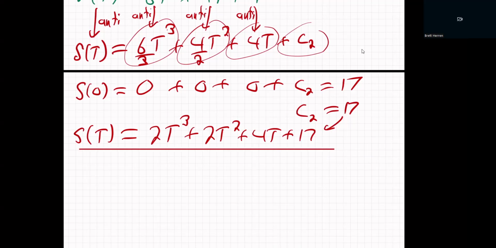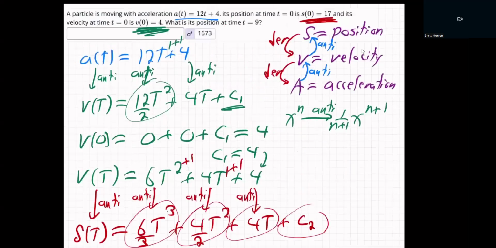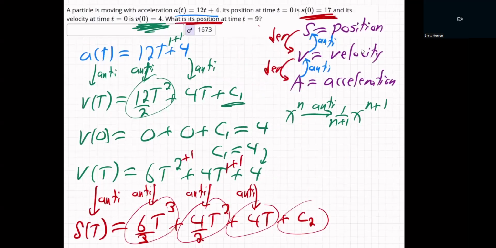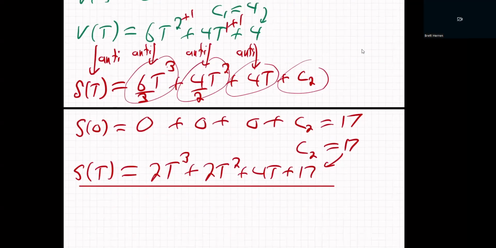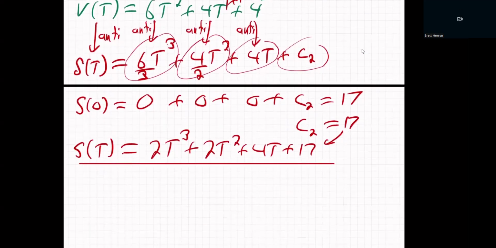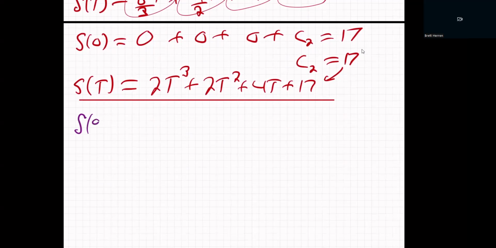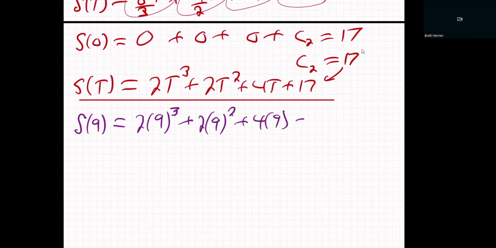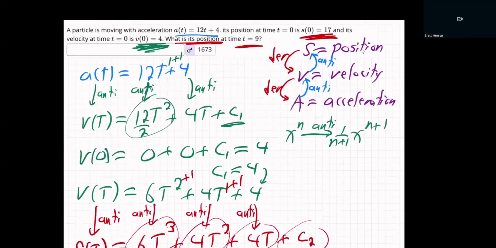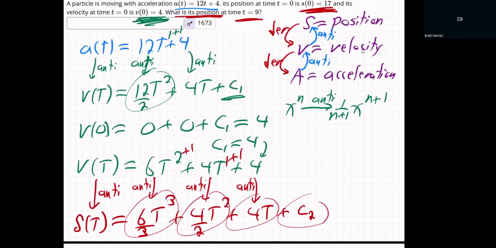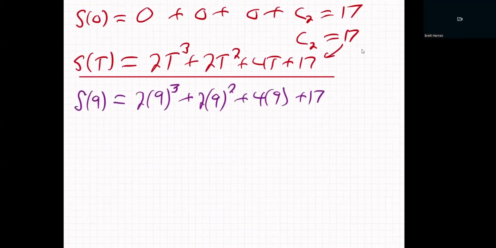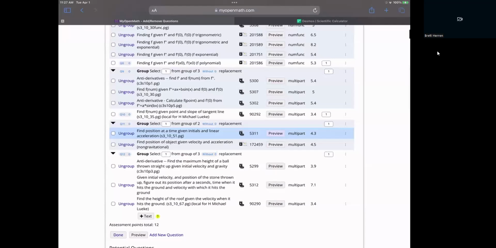That's an important step. Now I can answer the final question. What is the position at time 9? So plug in a 9. So I'm going to find the position at 9 seconds. What's the position of this object at 9 seconds? Right, these are seconds, I'm assuming. It doesn't even say, it just says time 9. All right, let's go to Desmos. 2 times 9 cubed. So to Desmos we go.